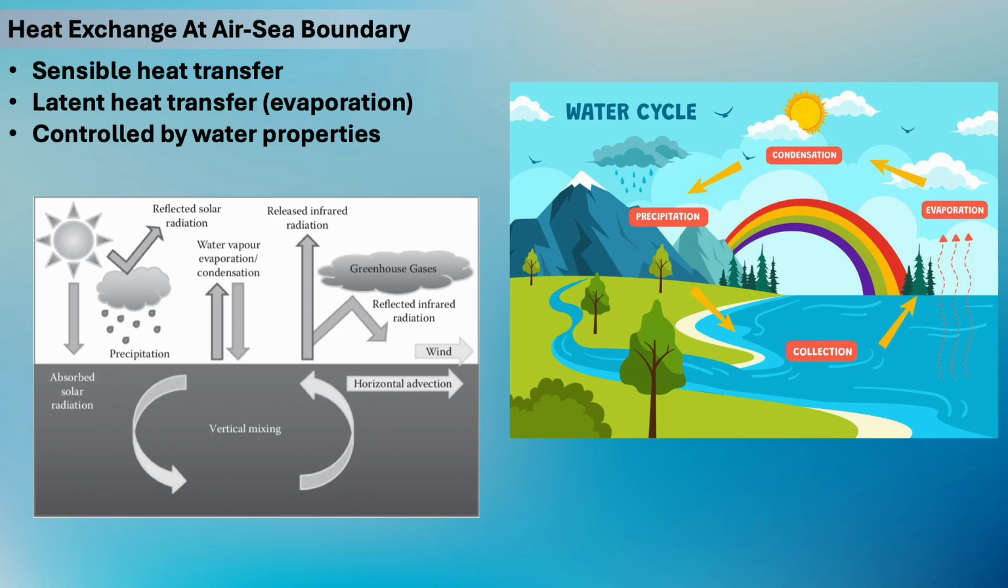Latent heat transfer involves phase changes, particularly evaporation. When water evaporates, it absorbs energy to break hydrogen bonds. That energy is stored in water vapor and carried into the atmosphere. That energy came from the water, and therefore evaporation causes the remaining liquid to cool just slightly.